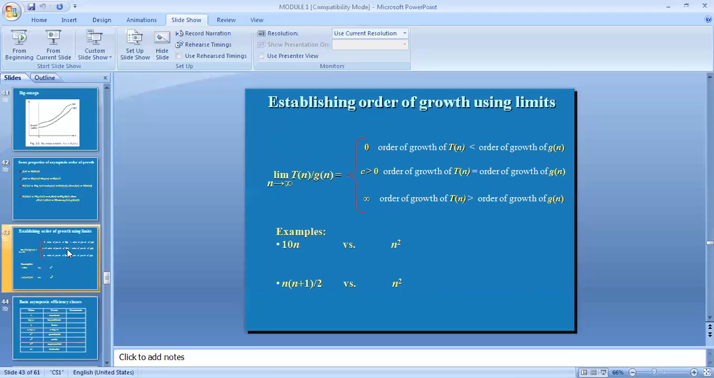Here is a limit: t of n divided by g of n, as n moves to infinity, either it could be 0, or c greater than 0, or infinity. If it is 0, the order of growth of t of n is less than the order of growth of g of n. If it is c greater than 0, the order of growth of t of n is equal to the order of growth of g of n. Otherwise, the order of growth of t of n is greater than the order of growth of g of n. 10n versus n squared, n into n plus 1 divided by 2 versus n squared. This is establishing the order of growth using limits.